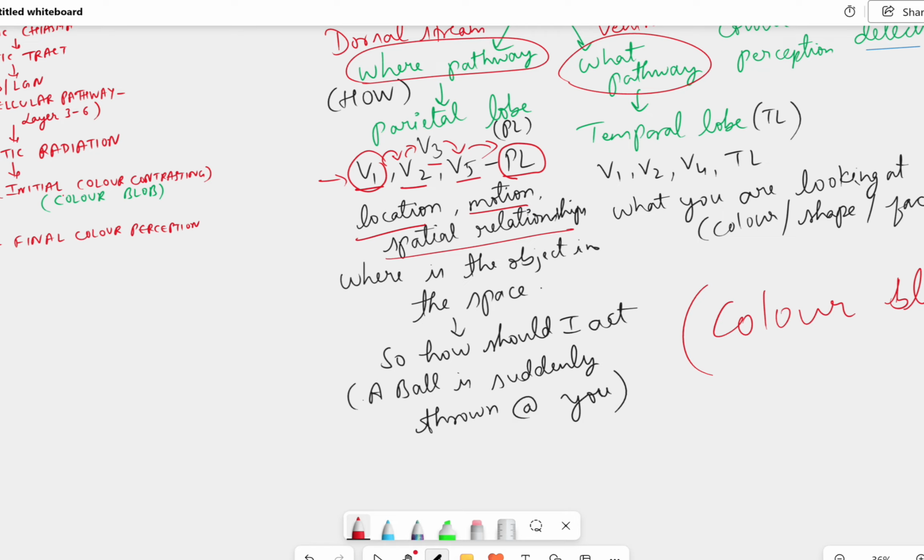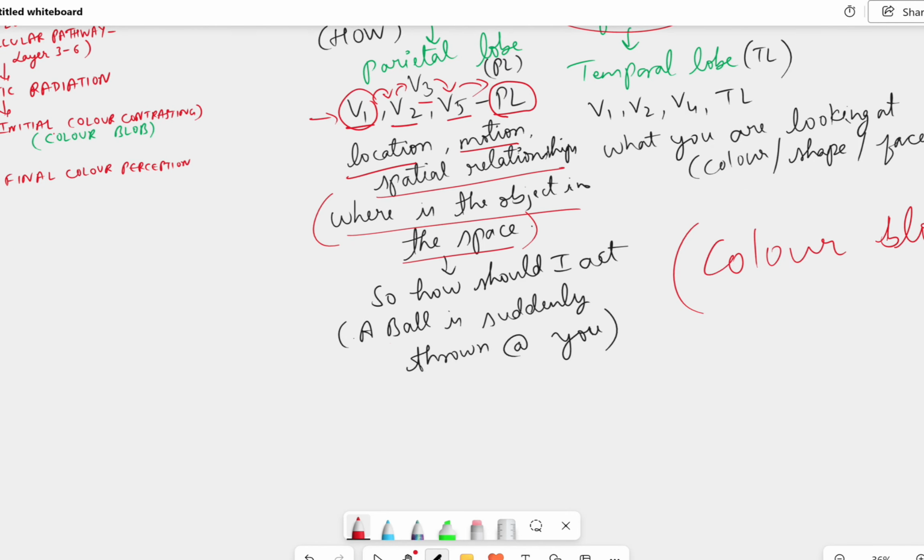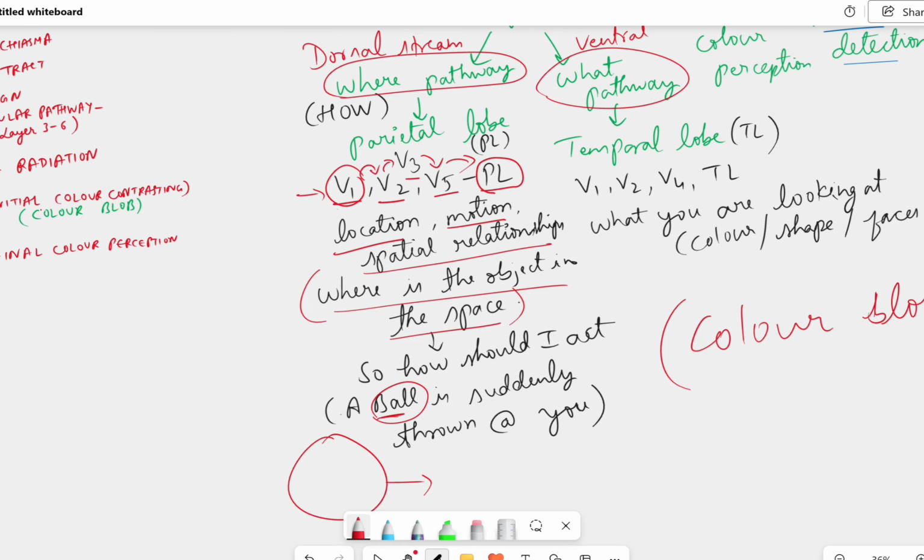So that is a spatial relationship, right? Where is the object in space? Now, if I have to give an example, remember, a football is suddenly thrown at you. You need to understand how far the object is from you, meaning where exactly the ball is that is coming towards you. Clear? The processing required to understand the location or spatial relationship of the ball in space is actually processed via this pathway. That is why this pathway is called the where pathway.